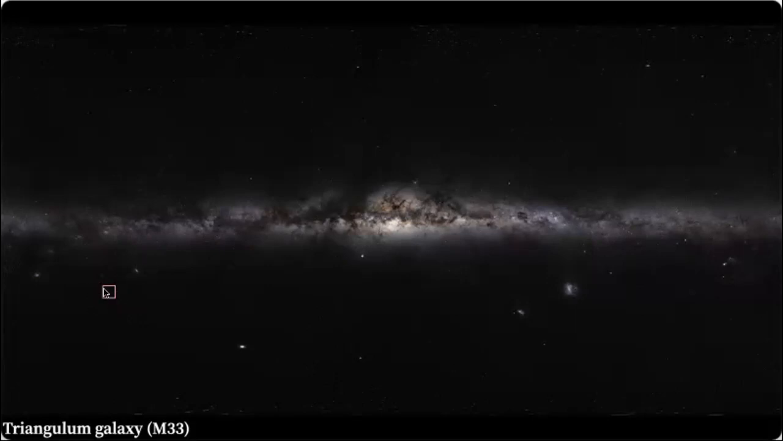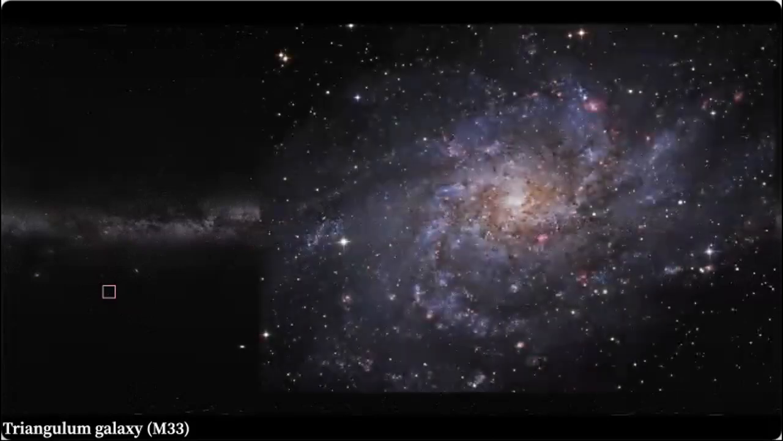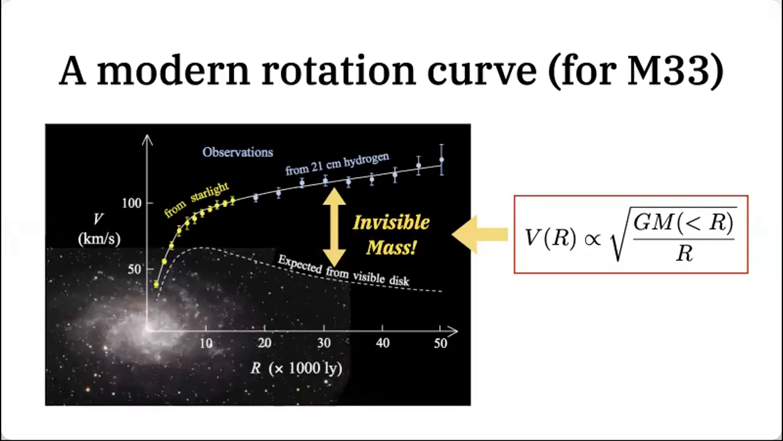This was a location of another galaxy called M33. That is the third largest spiral galaxy in our local group. And around this galaxy, we have focused on individual stars and then measured the rotational velocity of the stars as a function of radius. And then this is the result.